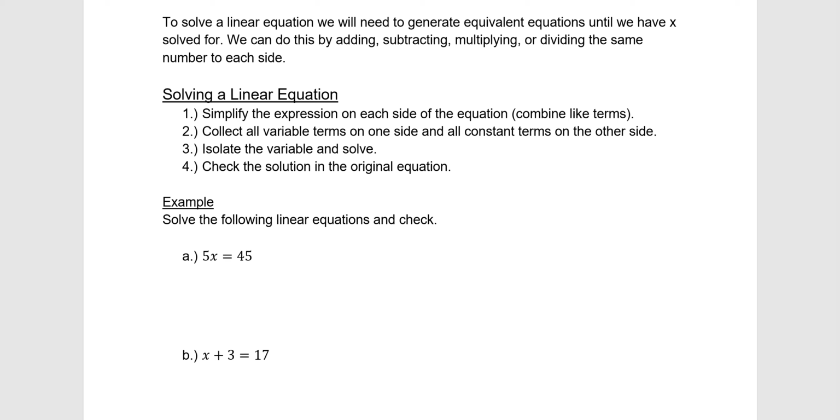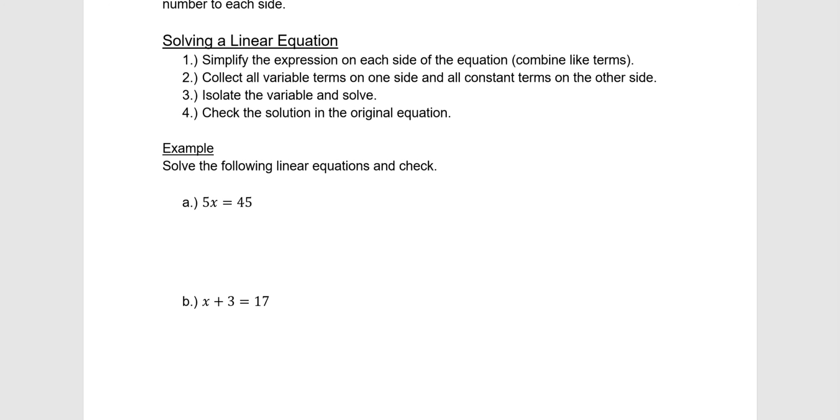So here are the generic steps for solving a linear equation. The first step is to simplify the expression on each side of the equation separately. So we're going to do it on the left-hand side and the right-hand side. This essentially consists of distributing and combining like terms. And then we're going to collect all variable terms on one side of the equation and constant terms on the other side of the equation. And we're going to isolate the variable and solve it. And we have to remember that we can always check our solution by plugging it back into the original equation and making sure we get a true statement.